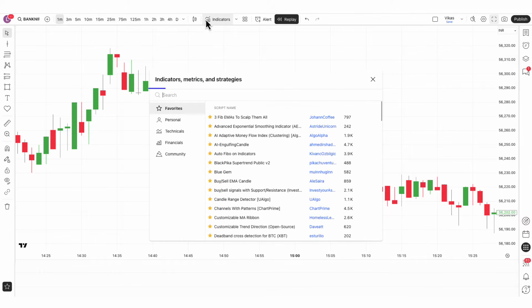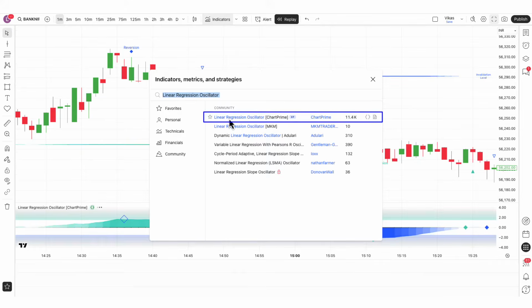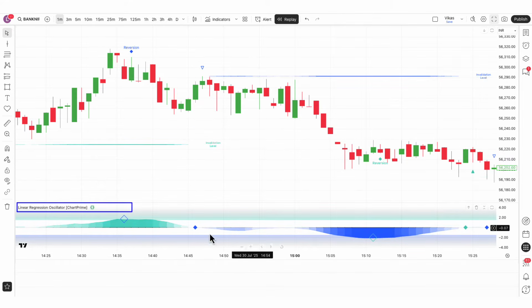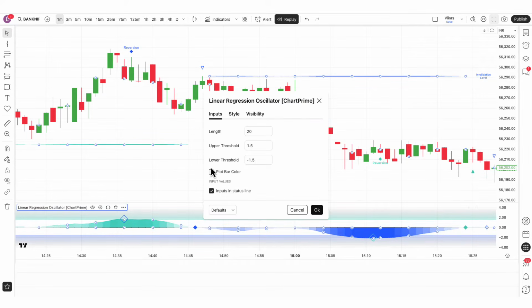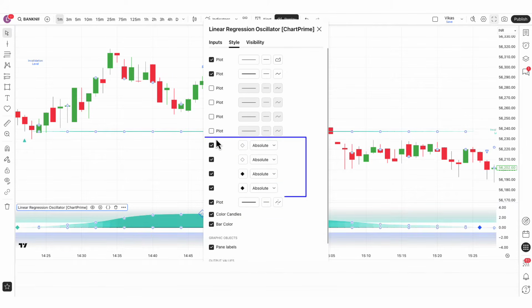First of all, we will search the linear regression indicator in the search box of TradingView. After that, we have to click on the linear regression option, in which we have to change some settings. We have to change this length option from 20 to 101. We have to change this upper threshold option from 1.5 to 1. We have to change this lower threshold option from -1.5 to -1. We have to hide this option.